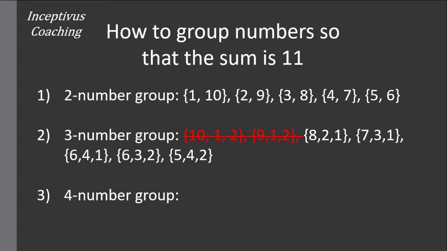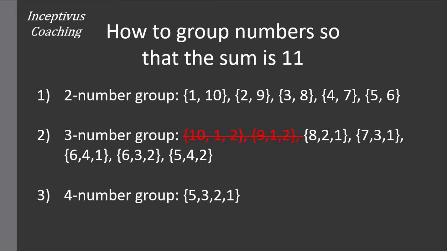And what about the 4 number groups? If you sum the 4 smallest numbers together, 1 2 3 4, you will see that this is actually 10, so you actually just need 1 more to make the sum equal to 11. So you see that if you only want to add 1 more to this sum, you have to change the last number, the number 4, to number 5, and there's no other way.